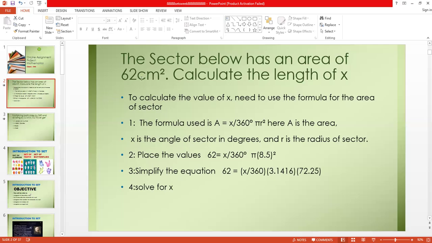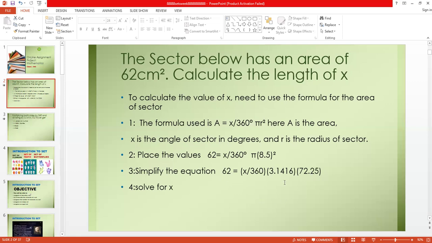What is the area? It is 62. So instead of writing A, you have to write 62. Then x over 360, x we have to find. Why do we use 360? Because the complete circle is of 360 degree. Pi and radius is 8.5. So we have to take its square. So 8.5 multiplied by 8.5 is equal to 72.25.